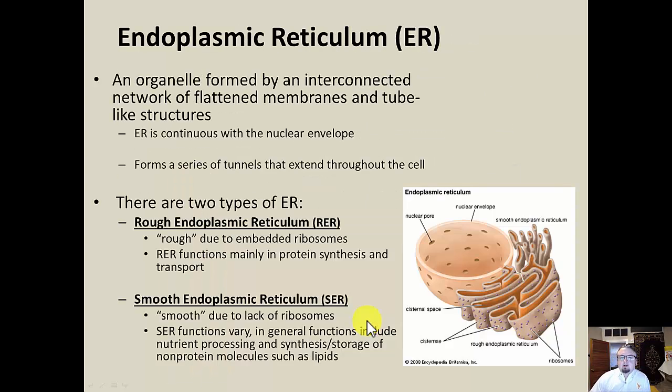Okay, next part we're going to talk about is called the endoplasmic reticulum, abbreviated as the ER. Endoplasmic reticulum is what branches off from the nuclear envelope. And I mentioned that earlier in the drawing I made.